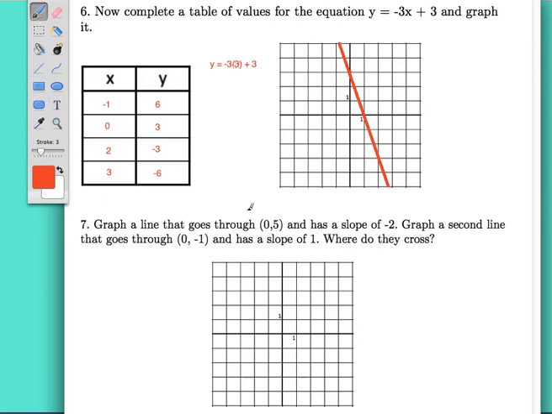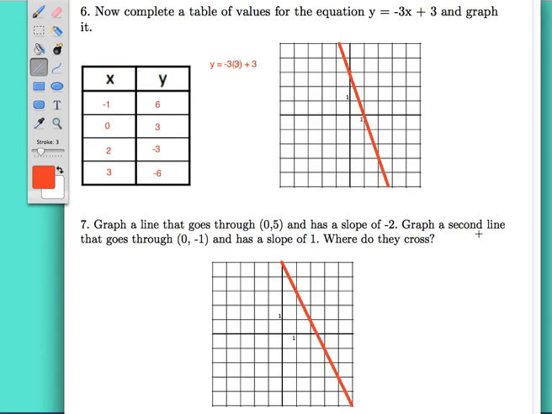I can just say, I want a line that goes through 0 and 5, so let me put that point in there right away. And it has a slope of -2, so that means it has a rise of -2 when it has a run of 1. I can put another point right there. A rise of -2 and a run of 1. Okay, let me draw that line in now. This is my first line that goes through 0 and 5 and has a slope of -2.